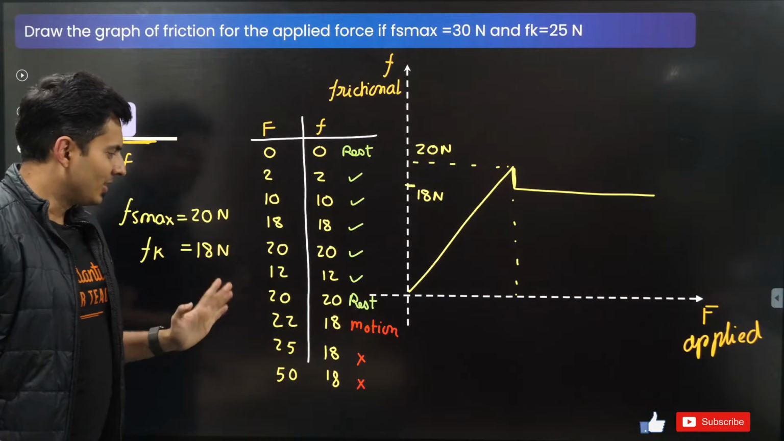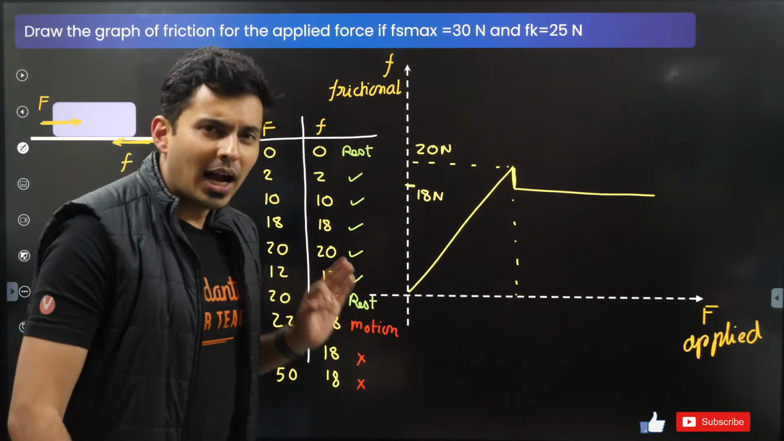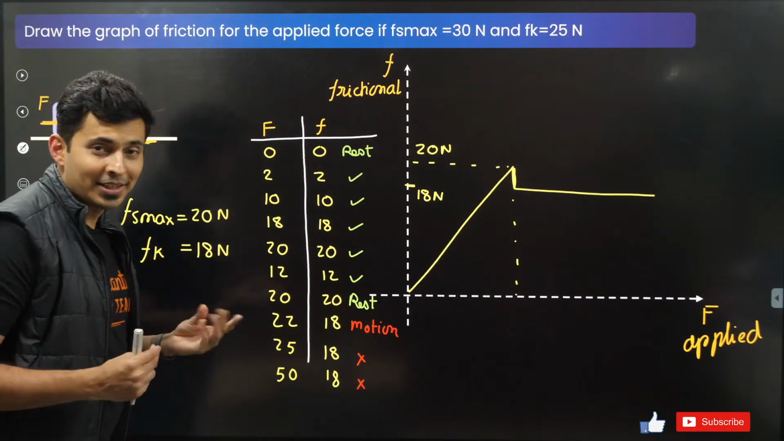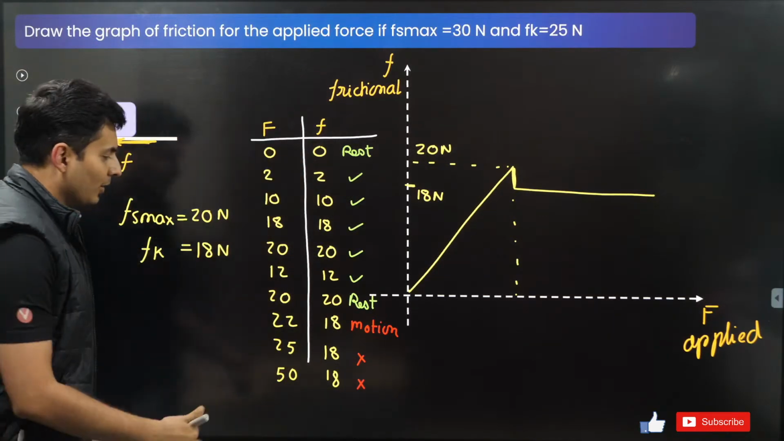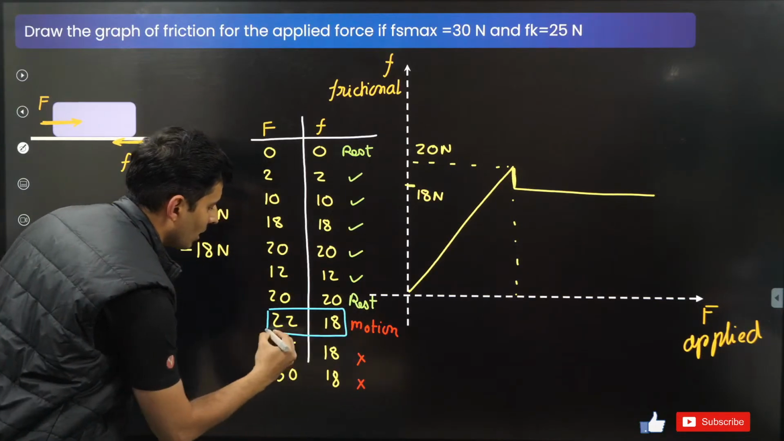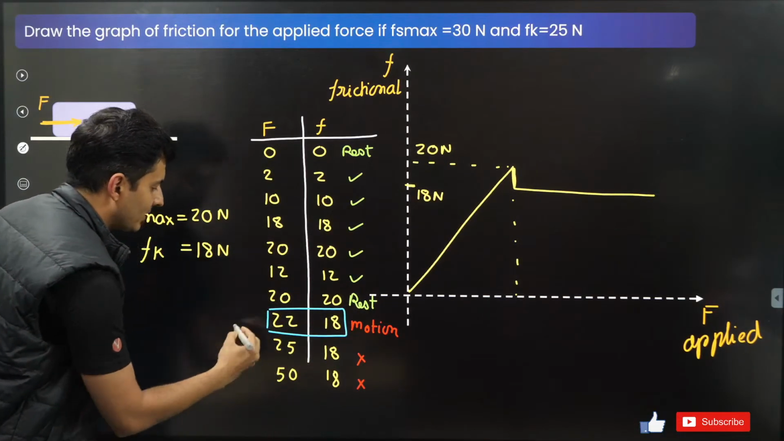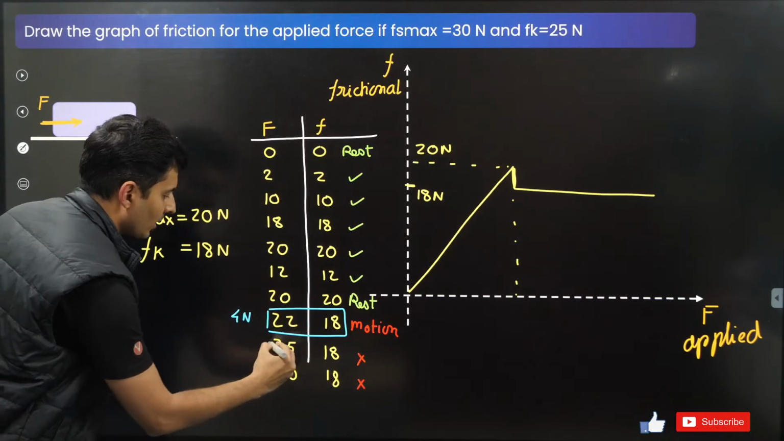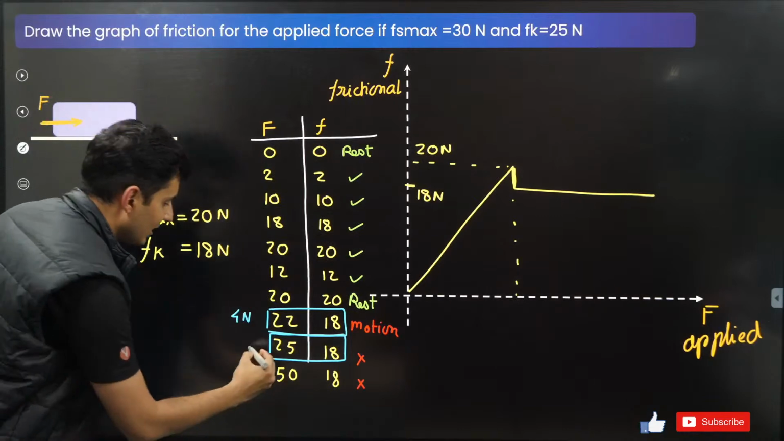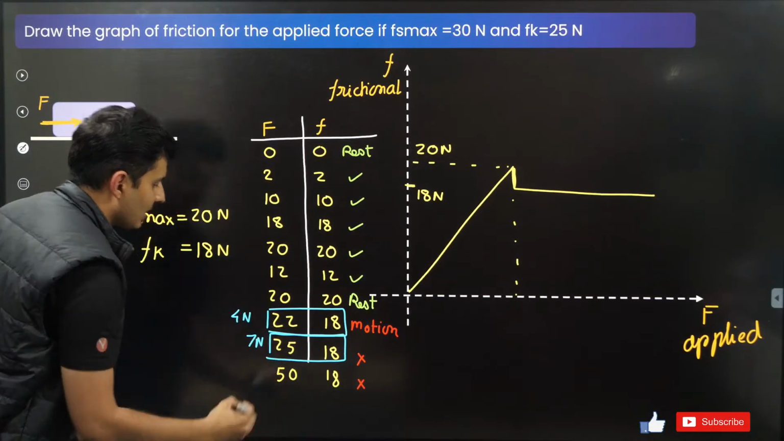Great. I have a simple question for all of you. This is a beautiful question. Let's see how many of you are thinking out of the box. Do you see the difference between these two? How much is the difference? 22 minus 18, 4 Newton. Check the difference between these two. 25 minus 18, isn't it? It is nothing but 7 Newton.